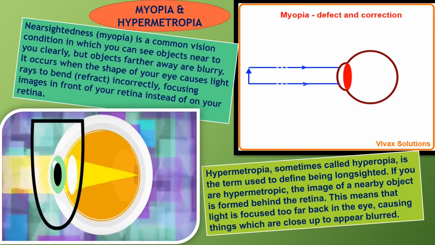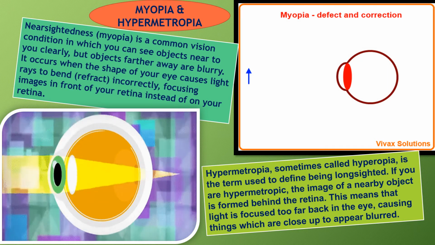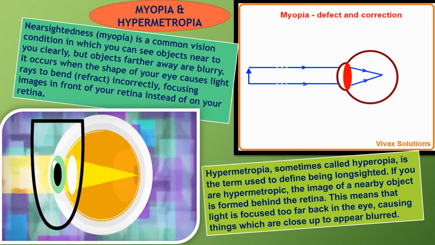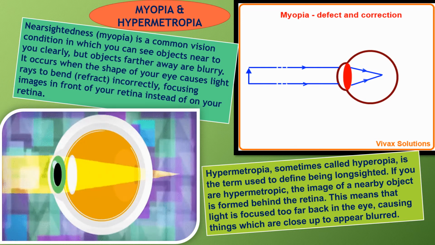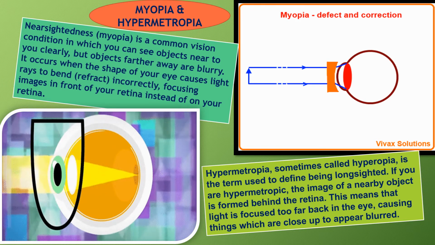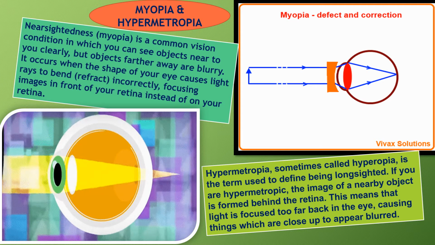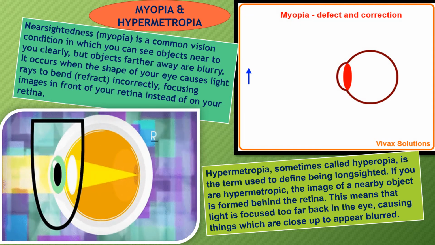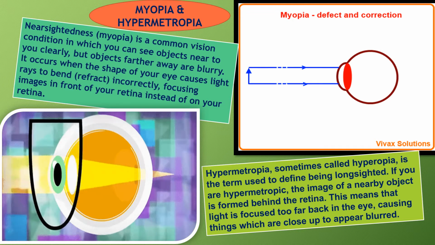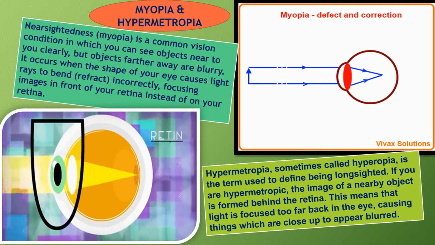This type of defect generally occurs when the eyeball becomes elongated. As a result, the distance between the cornea and the retina is greater than normal. Therefore, the light rays coming from the objects converge or focus in front of the retina but not on the retina. The defect is called myopia. The defect can be corrected by using biconcave lenses, or simply concave lenses.